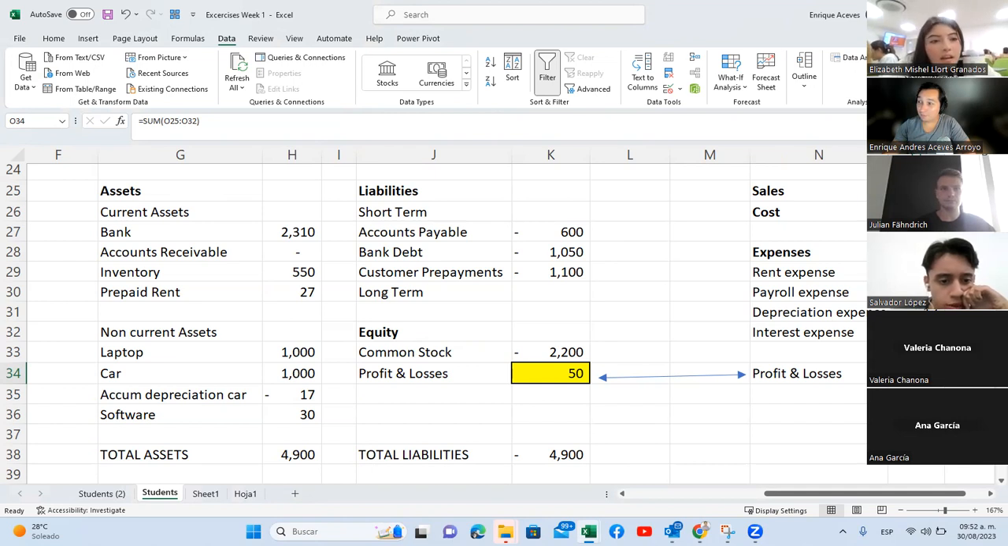Remember that, teacher. If we add up all the expenses, guys, it's 250. Take a look. 250 against 200 in sales. This is a loss. Losses are positive.